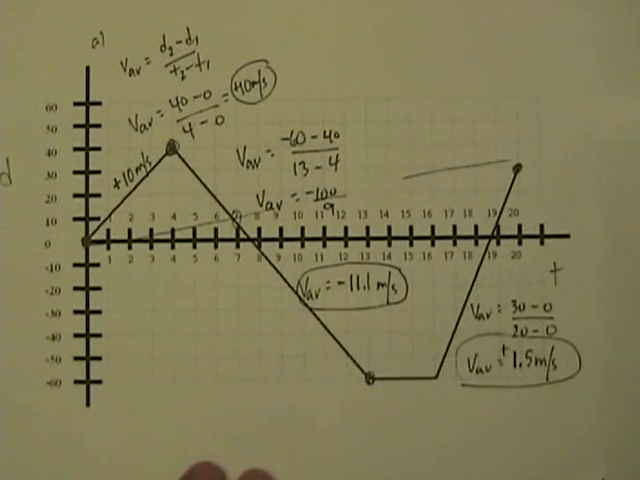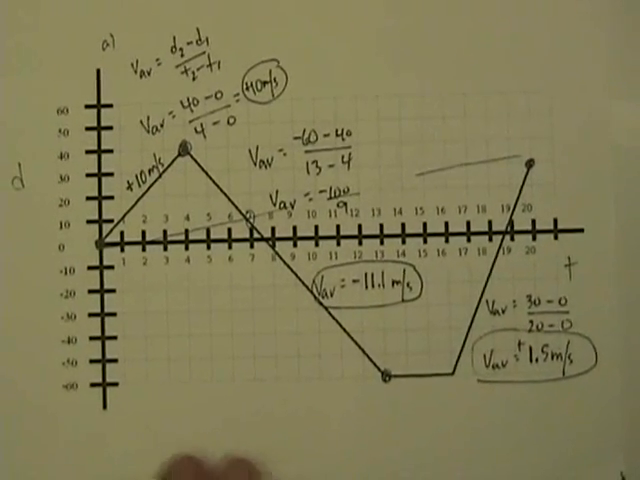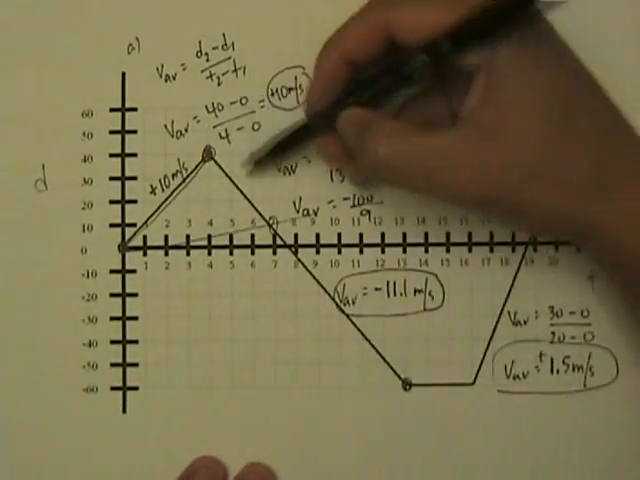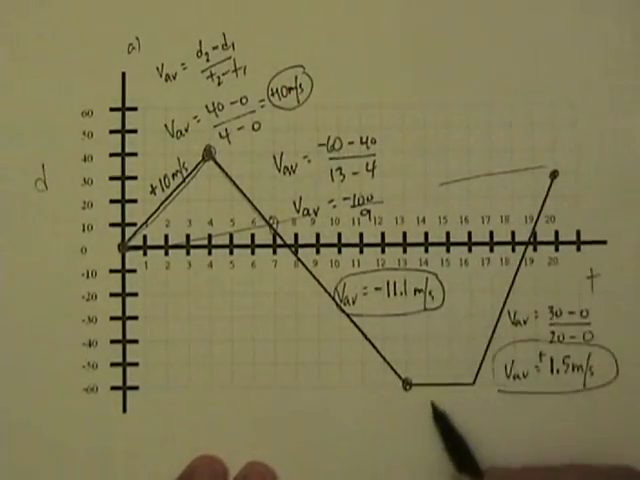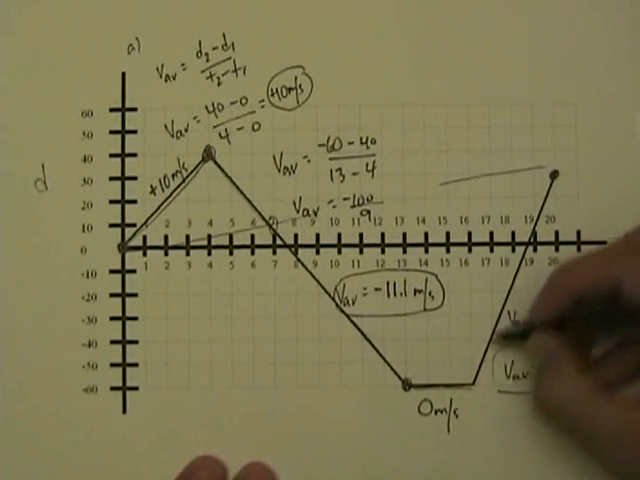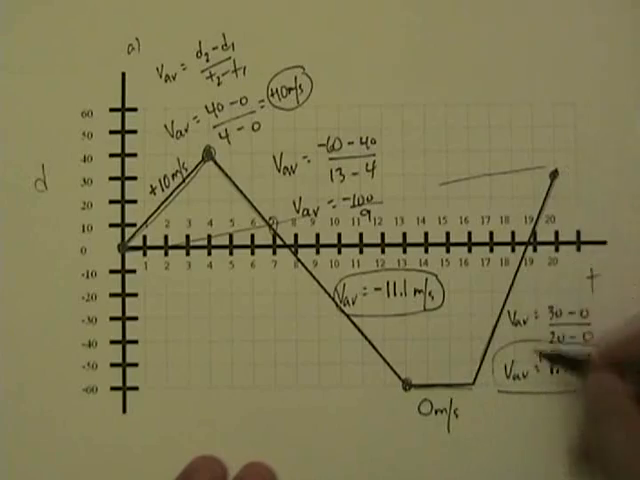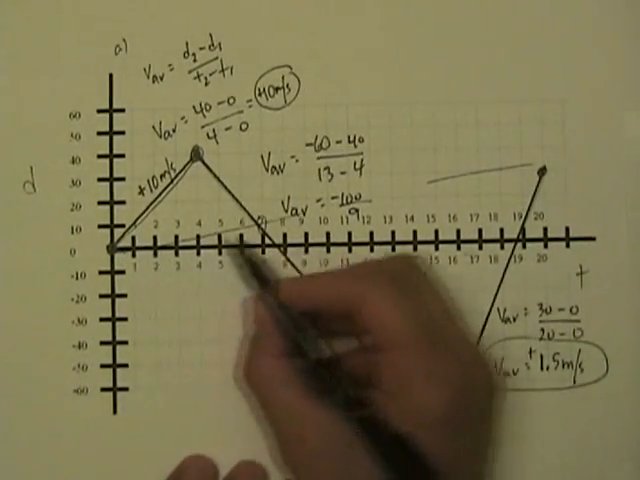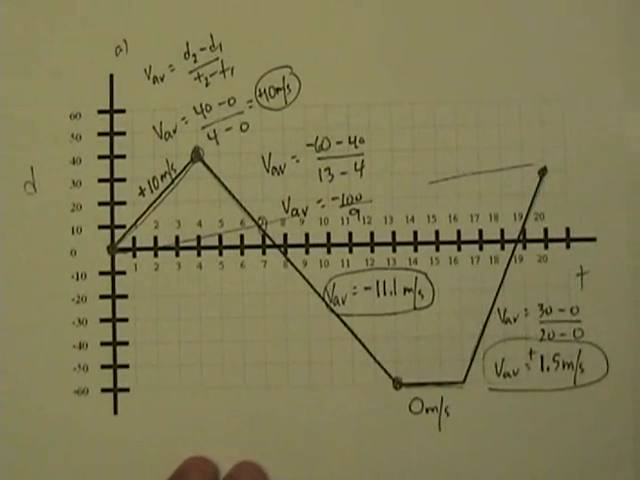There you go. There are 3 average velocities on a DT graph. Now, just to verify, that's positive velocity, that's negative velocity, that's no velocity. You would actually call that 0 meters per second. And that's again positive velocity. And I found the average velocity for the entire journey by making a new line. Okay, there you go.